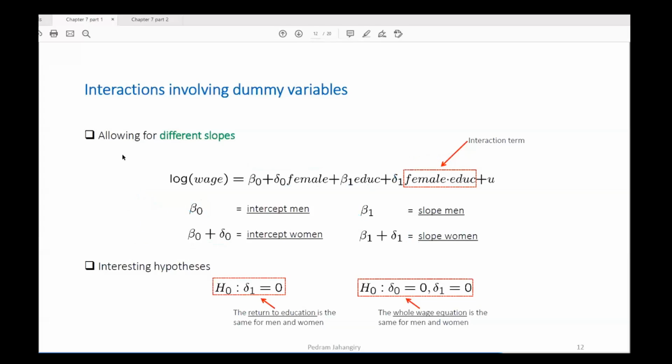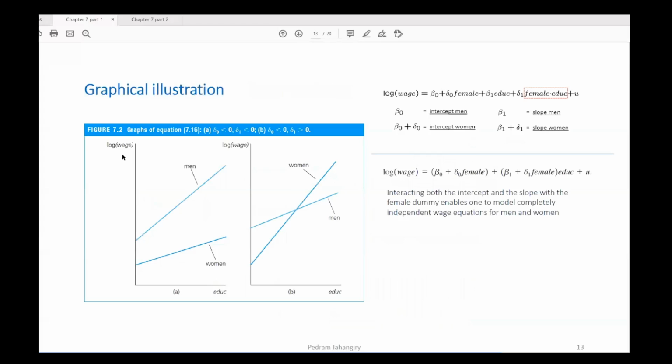So let me show you a visualization. I'll come back to this. This is what we wanted, and this is what we get. So here we can have change both in intercept and in slope. The slopes are different. And we can have different combinations, right? So on the left, it's an example where delta 0 is negative and delta 1 is also negative.